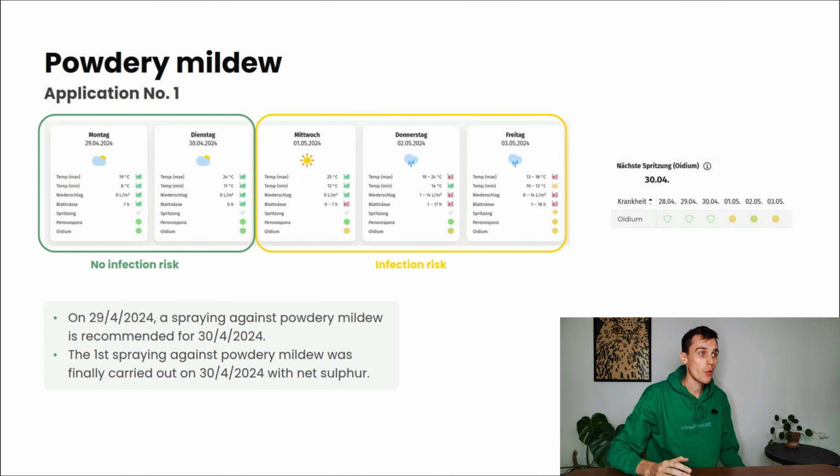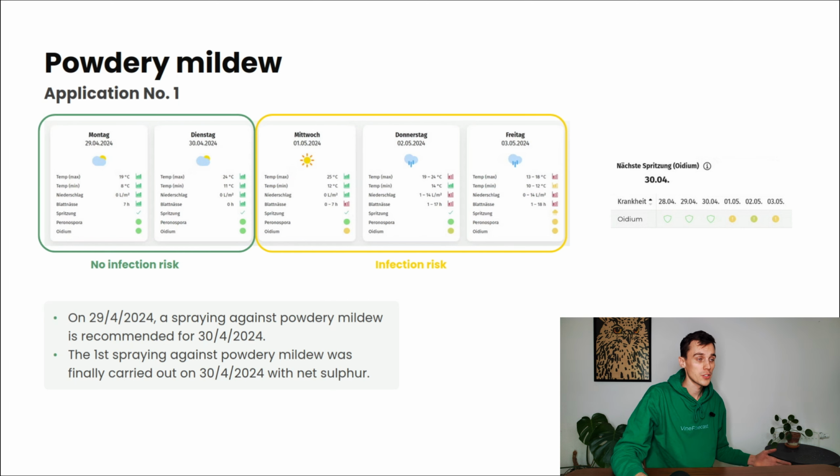And now let's have a look at how the VineForecast app guided us during the season with respect to the sprayings against powdery mildew. Again, the screenshots here are in German. Oidium is the term German winemakers use for powdery mildew. And the first infection risk for powdery mildew, the app predicted for the 1st of May. Therefore, with respect to preventive plant protection, the app recommended spraying 1 day before the infection risk, so the 30th of April, as our first spraying date.